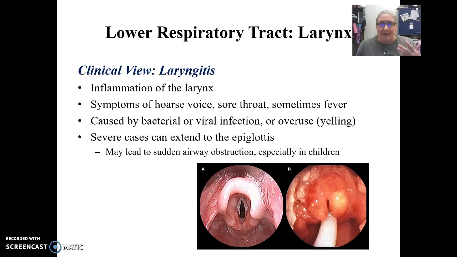Because children are more prone to having problems, if their epiglottis gets inflamed, it can actually cover their entire trachea, and they could stop being able to breathe. So it's super severe in children, still severe in adults, but not as severe. In both cases, you'd end up having to go to the hospital and have that fixed so that they could breathe.